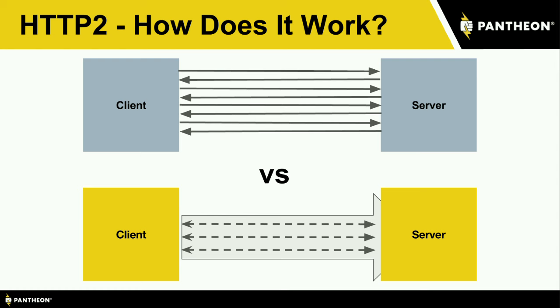Okay, so as we were talking about before, in the HTTP1 world, you have client and server, and you have lots of requests back and forth. The original request for the HTML gets delivered and parsed, and there are things in there like CSS, JavaScript, images, and other items. Those then become new requests.